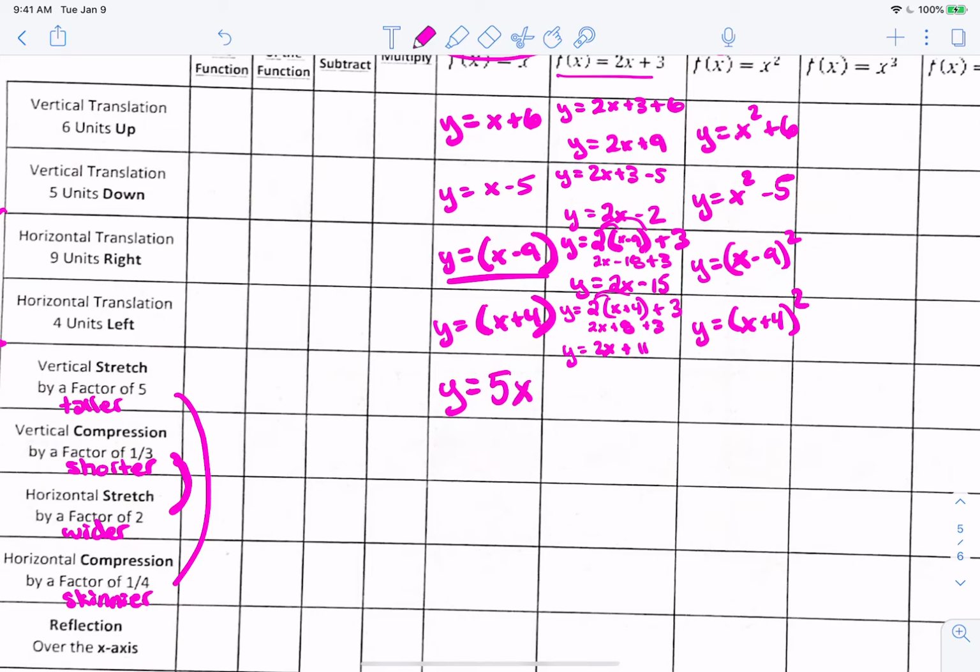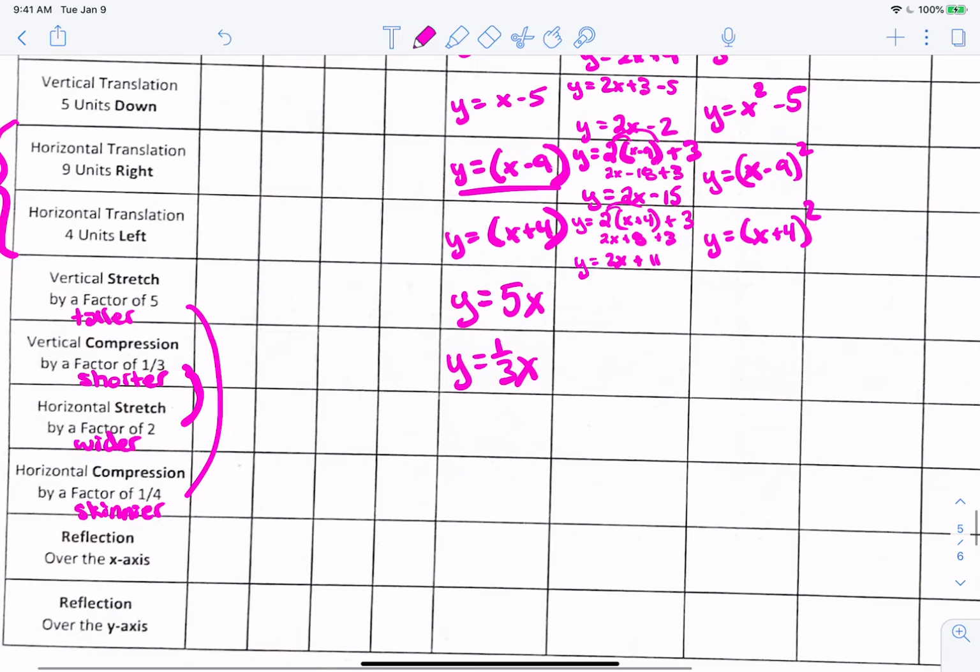5x. Y equals 5x. Vertical compression by a factor of 1/3, y equals 1/3 x. Good? We're just taking that x and multiplying him by 5 or multiplying him by 1/3. Good? Okay, horizontal stretch by a factor of 2.